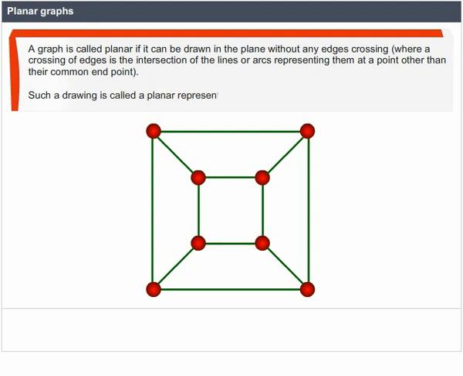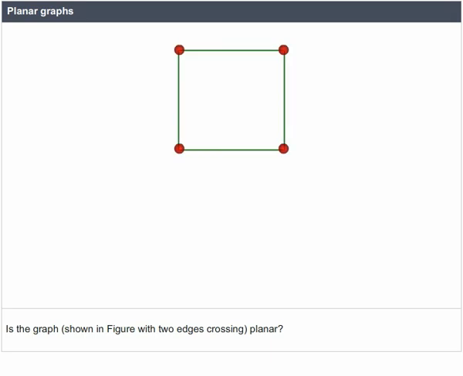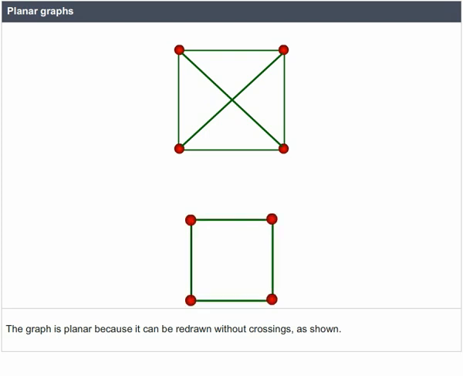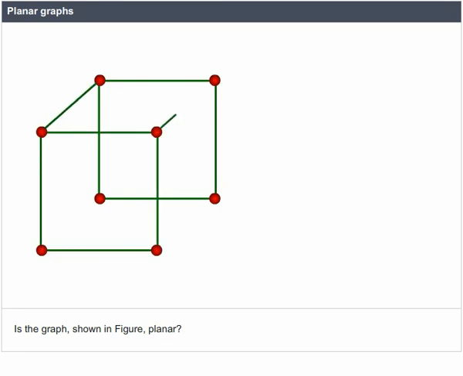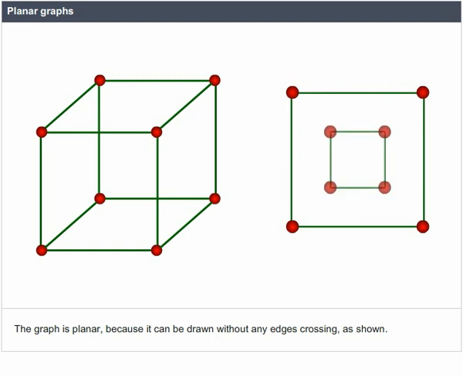Is the graph shown in the figure with the two edges crossing planar? The graph is planar because it can be redrawn without crossing as shown. Is the graph shown in the figure planar? The graph is planar because it can be drawn without any edges crossing as shown.